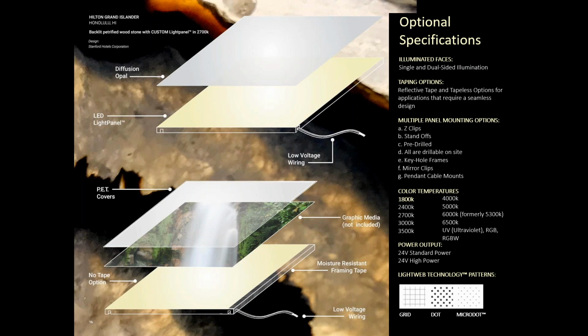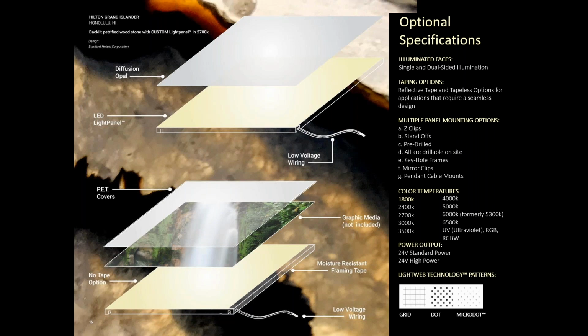So it protects the graphic print as well as provides a little bit of barrier and sort of sandwiches the print against the light panel as well. Our white color temperatures are going to start at 1800 Kelvin and go all the way up to 6500 Kelvin. So really anywhere in between those, we've got a color to fit your needs.